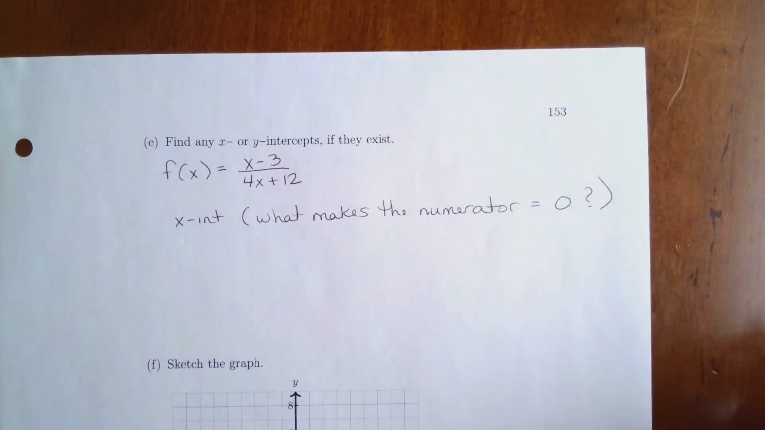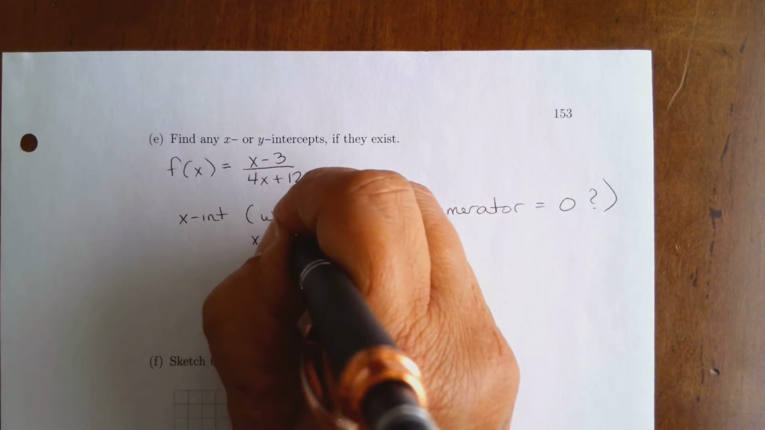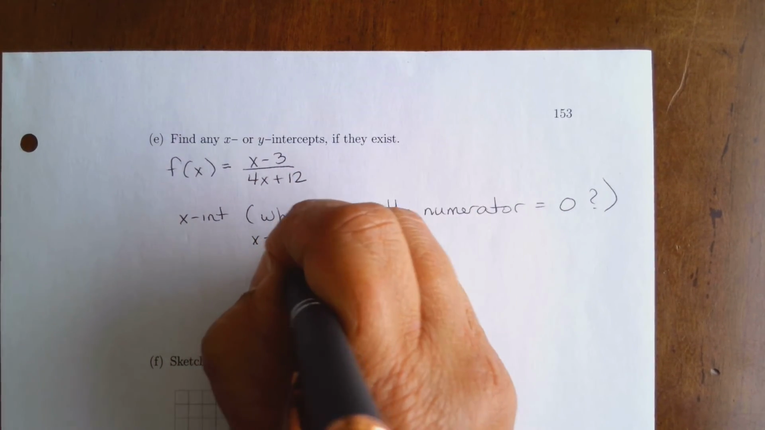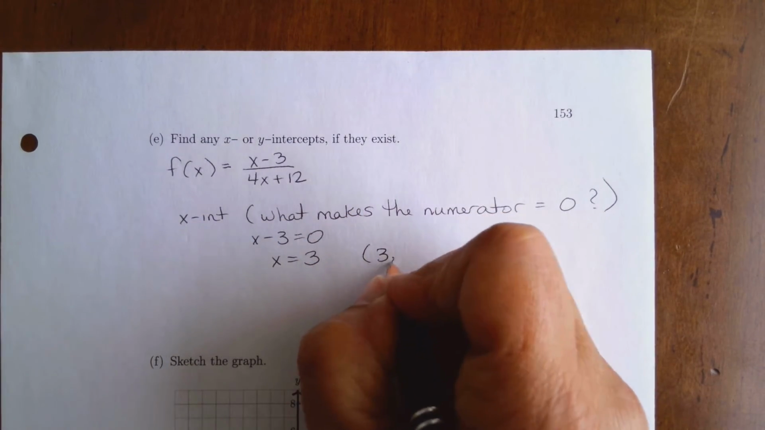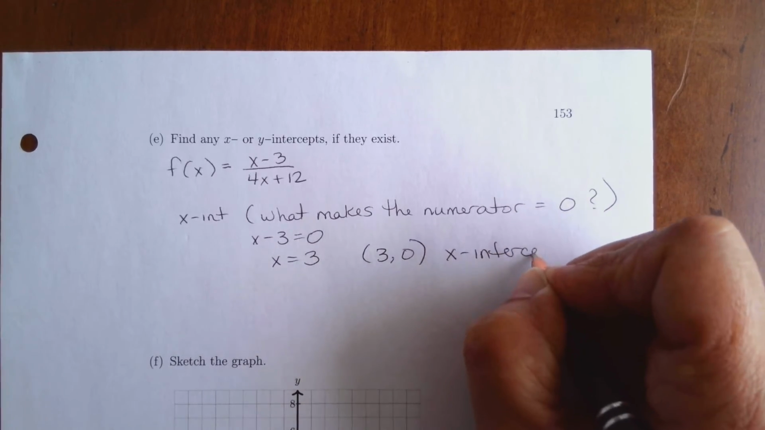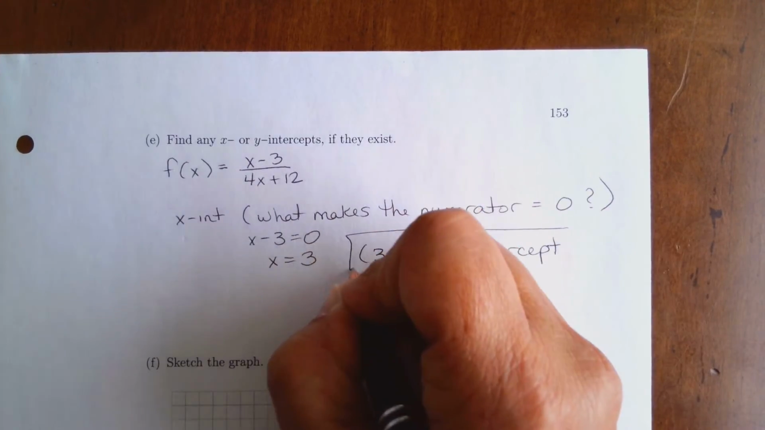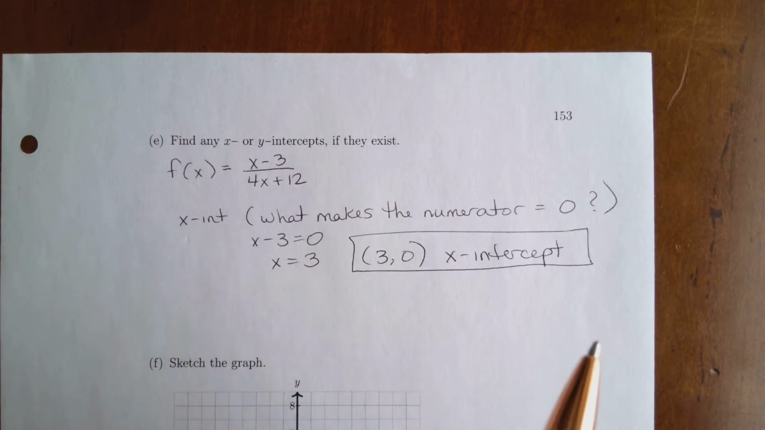Okay, that's how you find your x-intercepts. So we would take x minus 3, set it equal to 0, and get x equals 3. So that's your x-intercept, (3, 0), where it crosses the x-axis. So we always set the numerators equal to 0 to find those.